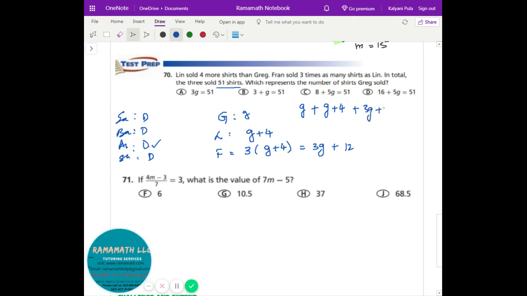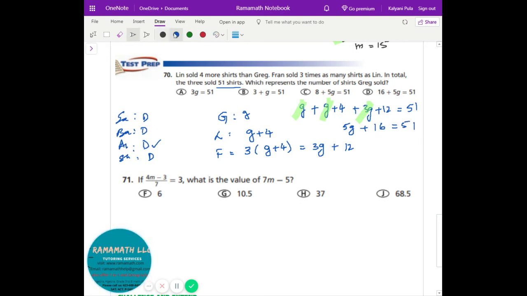3g plus 12, that's 51 of them. Now let's combine the like terms. The like terms are this, this, this. So there are total 3 plus 5 of them. Good work, guys. 5g plus 16, that is 51.